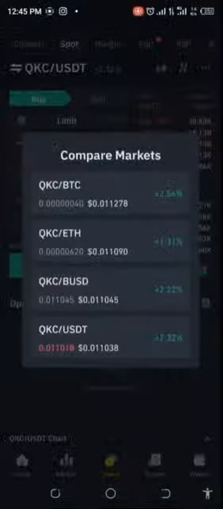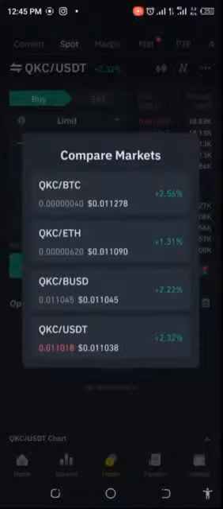Hello and welcome back to Income Strategies, the place where you'll learn the skills to make money, to multiply your money, and to manage your money. Today, we're going to be having another episode of Triangular Arbitrage. All right, so today we're going to be having QKC BTC, QKC USDT, and then of course we're going to see whether this is going to work.